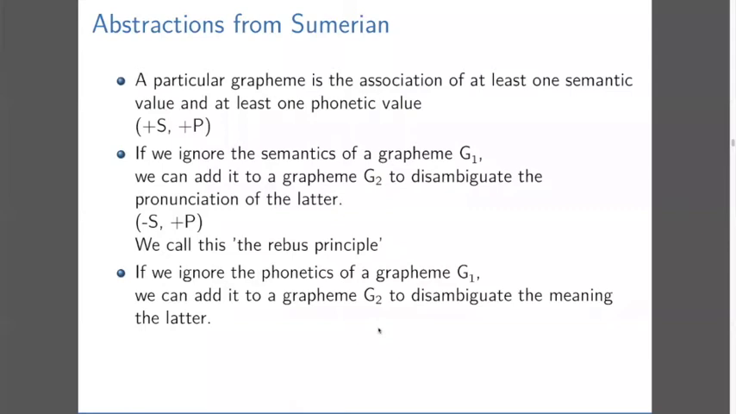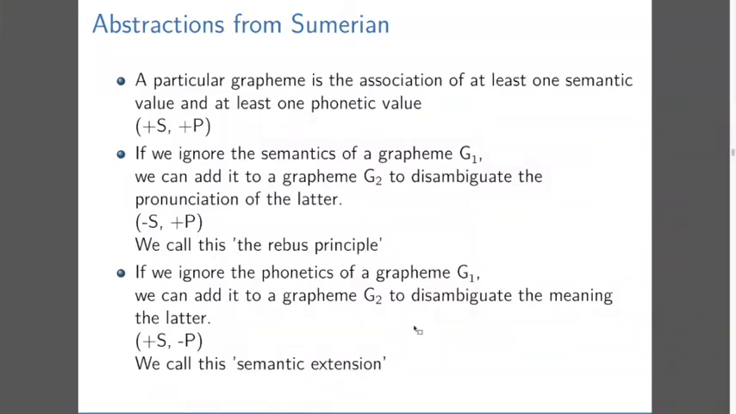And then on the other hand, if we ignore the phonetics of grapheme G1, we can add it to a grapheme G2 to disambiguate the meaning. So that's what we've seen in the raven versus fish example. And here we can say we've sort of turned off the P and we've left the S. And we call this second one semantic extension.